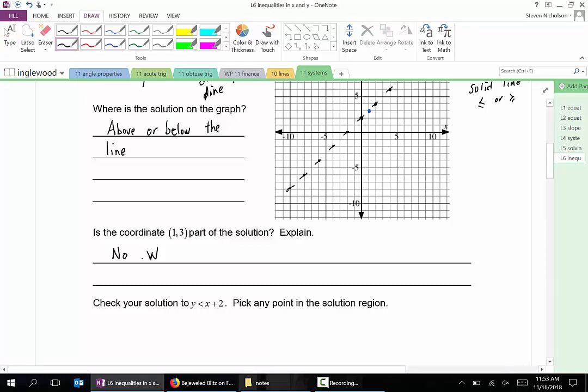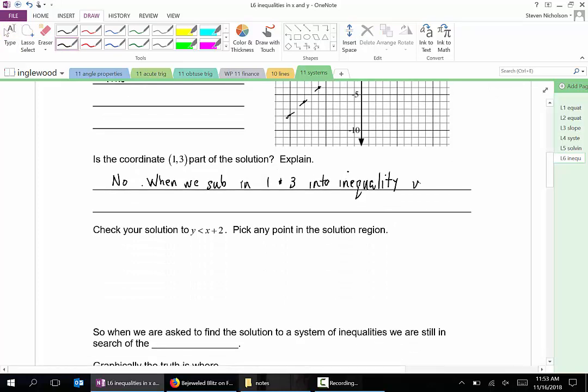And one of the reasons is, when we sub in 1 and 3 into the inequality, we get 3 is less than 1 plus 3. So all we did is we subbed a y for 3 and an x for 1. And again, what that says is 3 is less than 3. And again, that's not true.